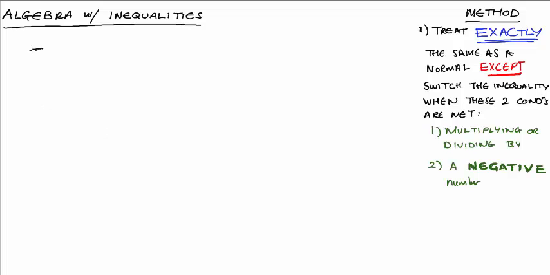So let's have a look at another one: 5x plus 3 greater than 10. Obviously start off by taking away 3. That's not multiplying or dividing, so don't flip the sign. Now obviously divide by 5. You're dividing by a positive number, so again you don't flip the sign. And there you go, there's your answer. Simple as that. These aren't hard, basically.